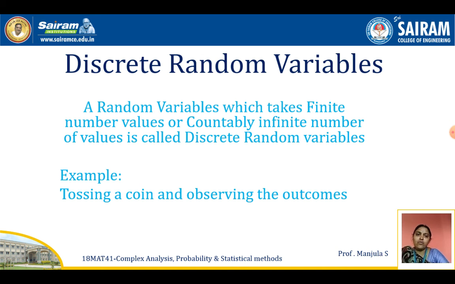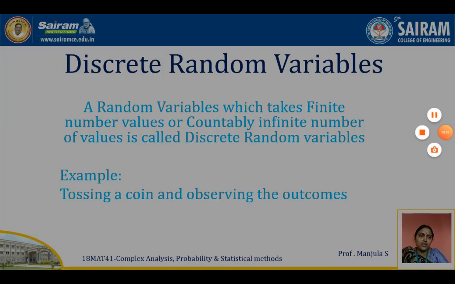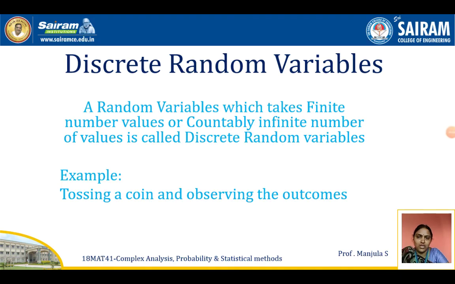Now, in random variables, there are 2 types. One is discrete random variables and the second one is continuous random variables. What is meant by this? A discrete random variable is a random variable which takes a finite number of values or a countably infinite number of values. Then we are going to call this a discrete random variable. For example, tossing a coin and observing the outcomes.